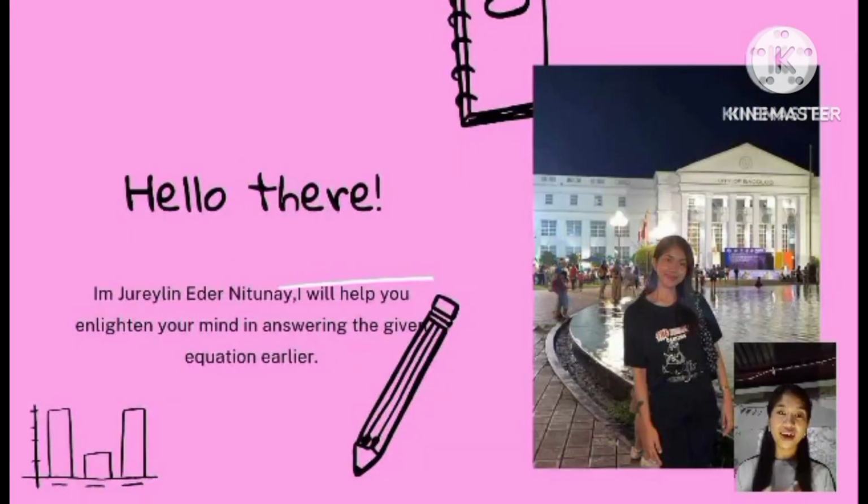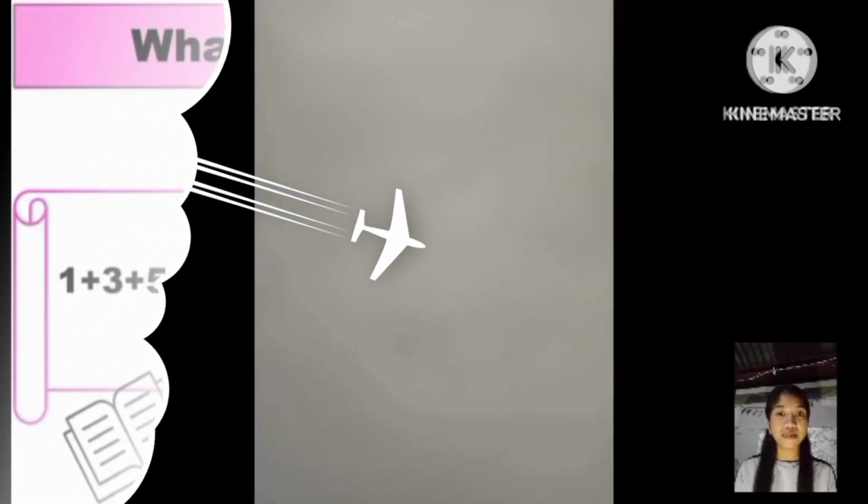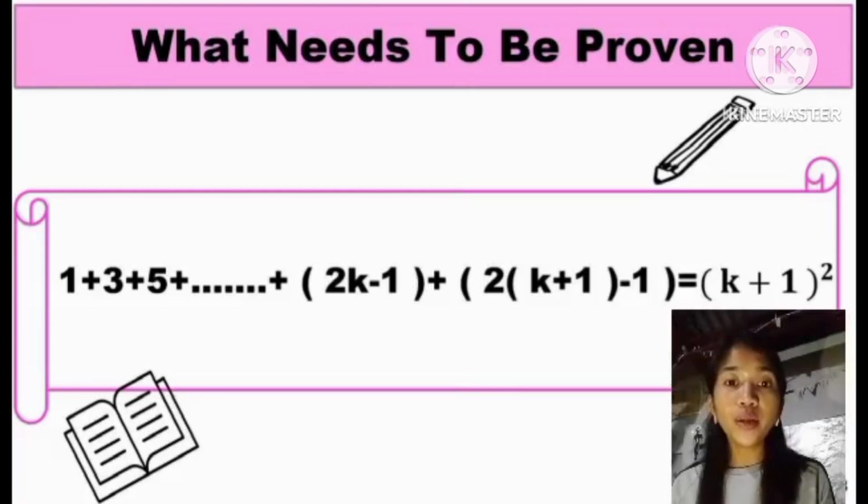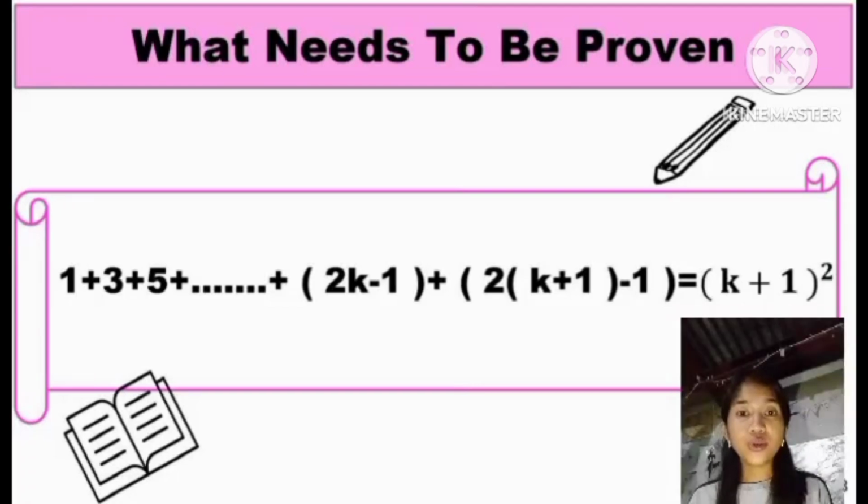Hello everyone, I am Jorilyn. So in continuation of our discussion in mathematical induction, we are at what needs to be proven. So we need to prove that 1 plus 3 plus 5 plus ellipsis plus the quantity 2k minus 1 plus the quantity 2 times the quantity k plus 1 minus 1 is equal to the quantity k plus 1 squared.